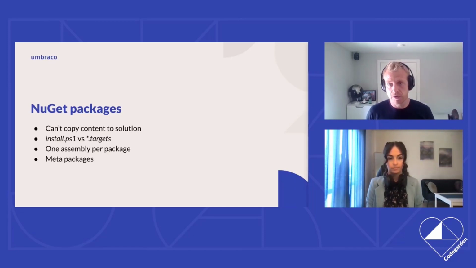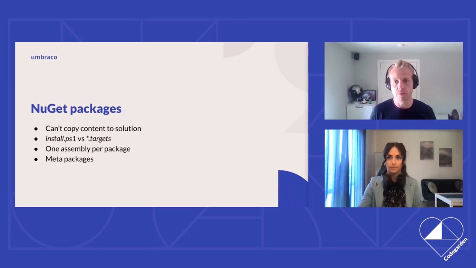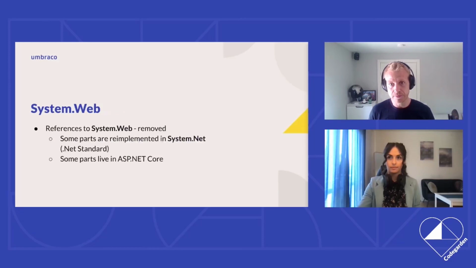A side effect of the new SDK format is that most NuGet packages only contain one assembly. To make it easy for you, we have introduced a meta package, which is basically just an empty package that has dependencies to all the packages you need. So now you can just rely on Umbraco.Cms.